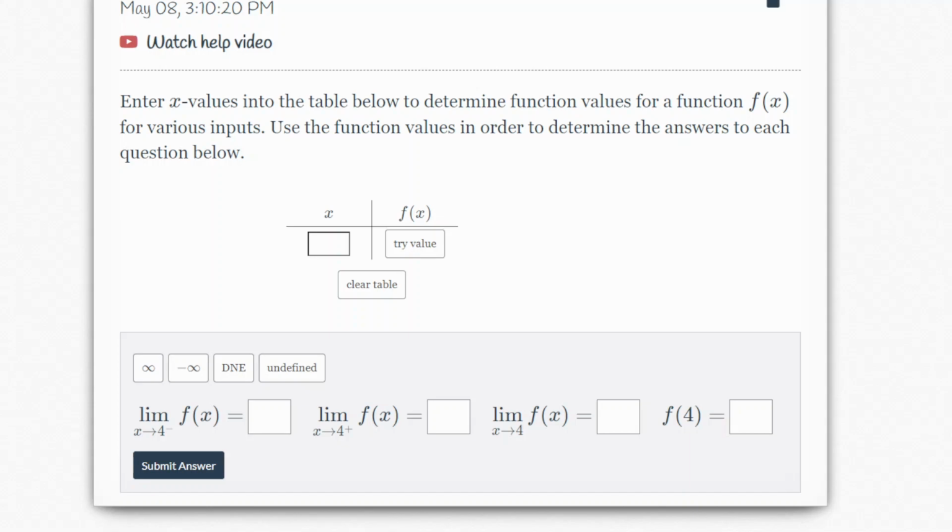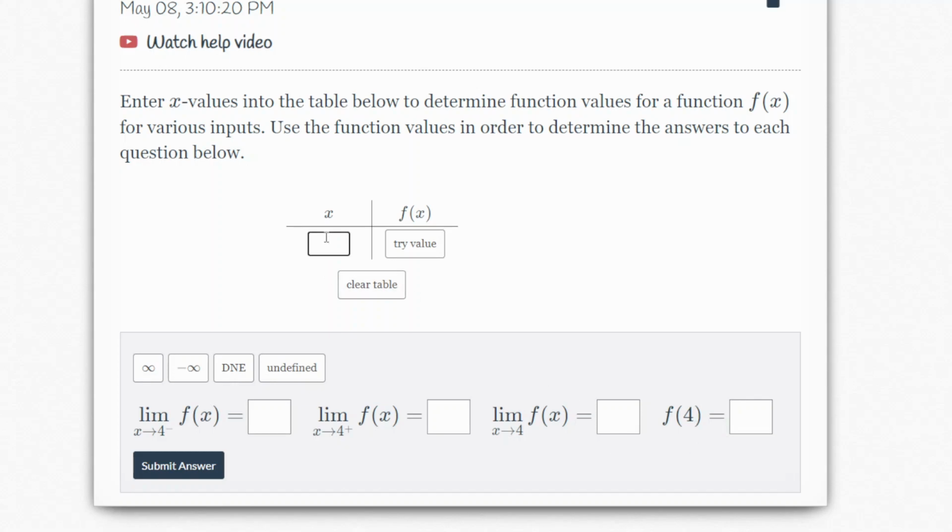Lesson 15.6 is finding limits from a table, type 2. So we're going to do the same thing and put x values in to see what the limits are. First, they want us to try 4 from the left, then 4 from the right, then to see if the limit as x approaches 4 exists, and f of 4.